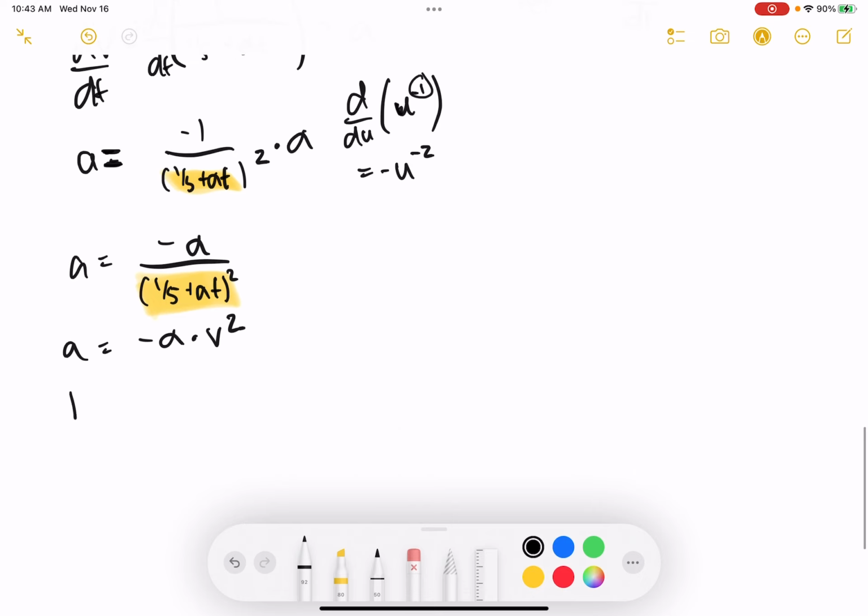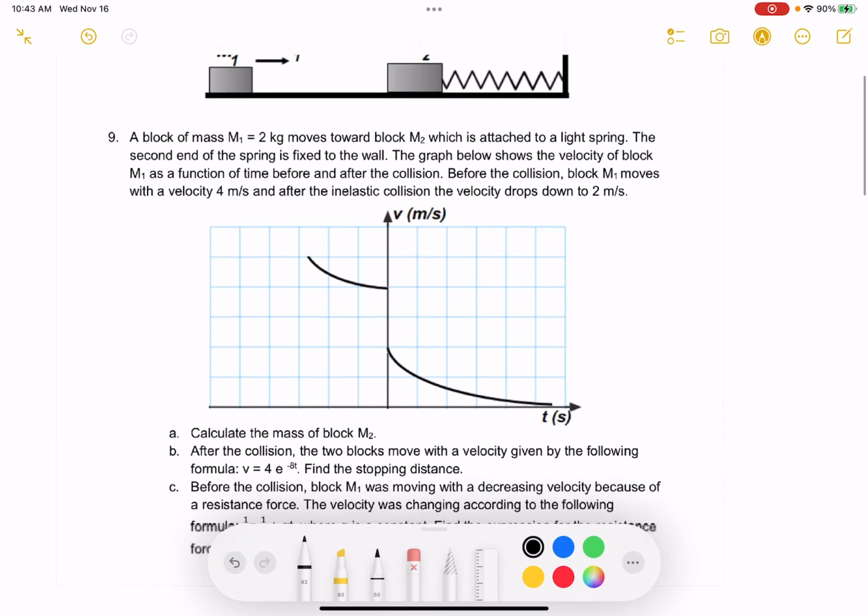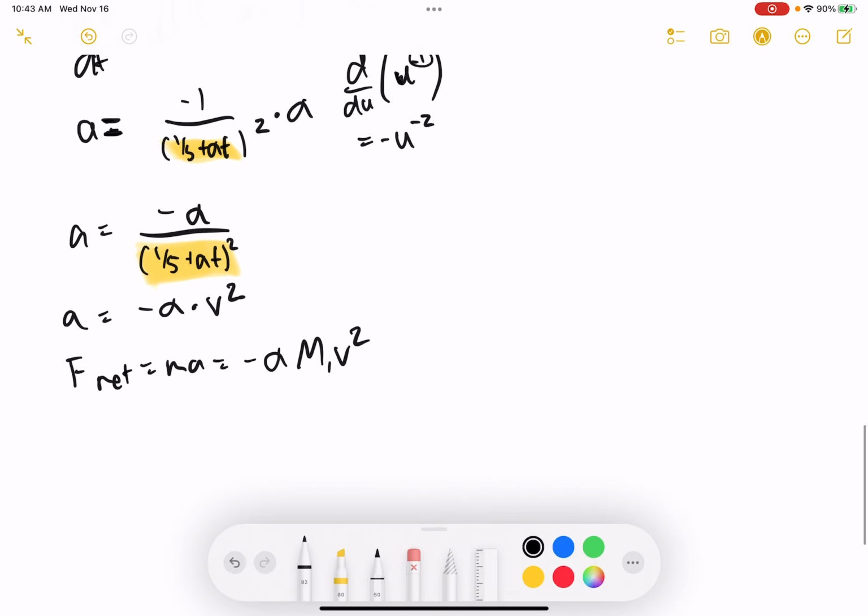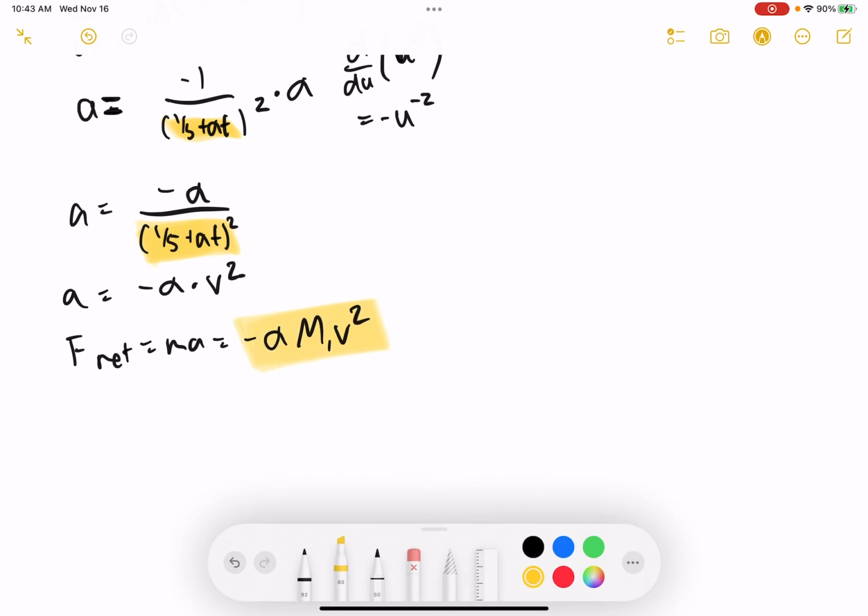Remember, I want the force, so F net equals ma, so this equals negative alpha m1 v squared. Remember, I want m1 because this is the first mass, and this is before the collision. And that would be my final answer there.